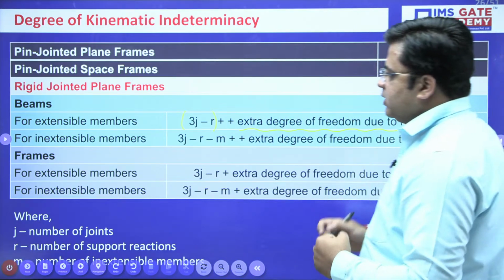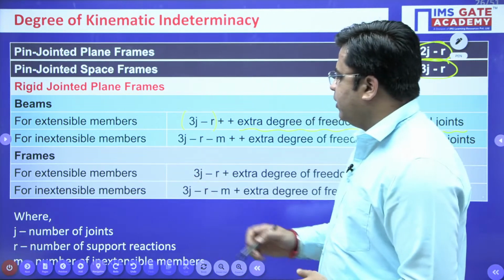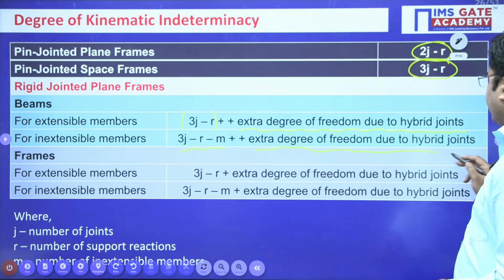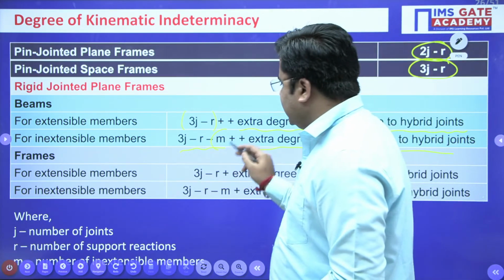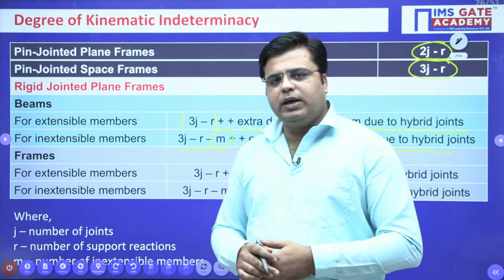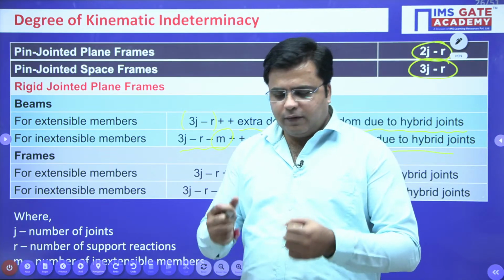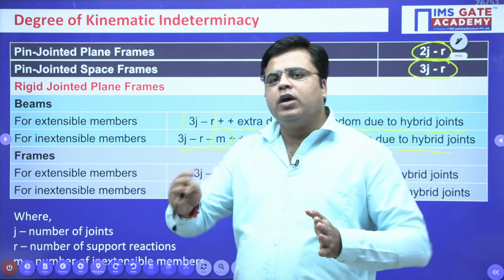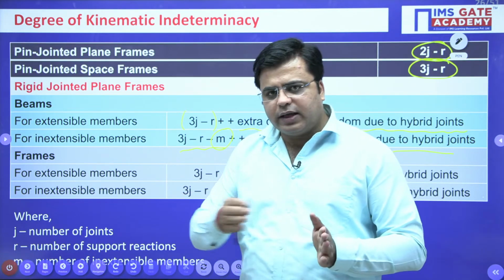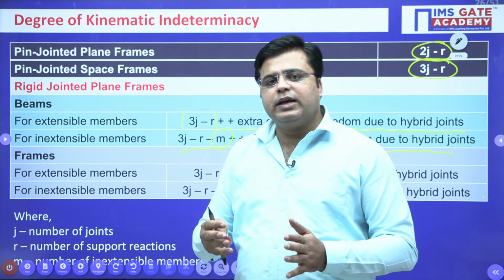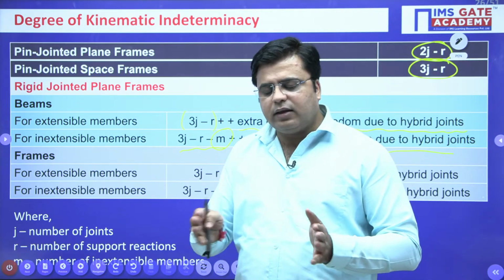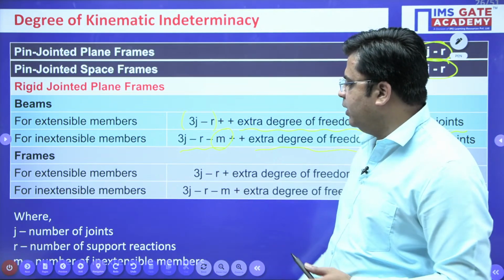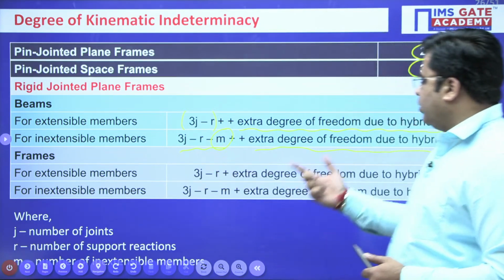If the members cannot extend, then your degree of kinematic indeterminacy is 3j minus r minus m plus extra degree of freedom due to this hybrid joint, right? M is the number of members that are present in the beam, or the number of beam spans. If we consider that these members are inextendable, that is, these members cannot undergo the translation movement along their longitudinal axis, they cannot have any movement. They even cannot extend along that, right? So for that, your degree of kinematic indeterminacy is 3j minus r minus m plus extra degree of freedom due to hybrid joints.